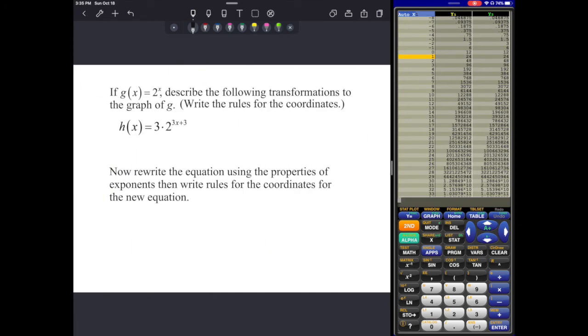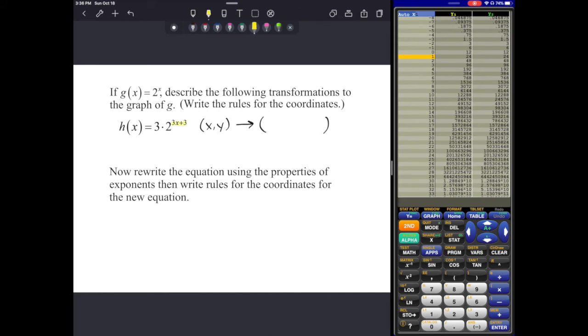Let's get through these. The next one says, if g of x equals 2 to the power of x, describe the following transformations to the graph of g. Write the rules for the coordinates. So the first one, we have h of x equals 3 times 2 to the power of 3x plus 3. So we know we're starting with the coordinates x, y, and we need to just write our new rules here.